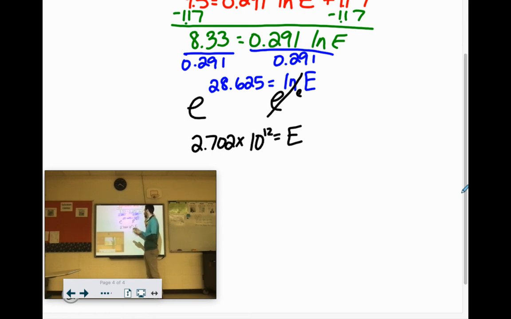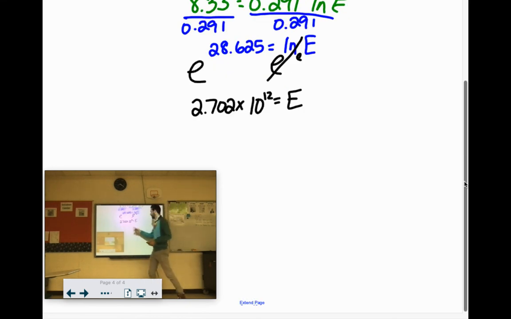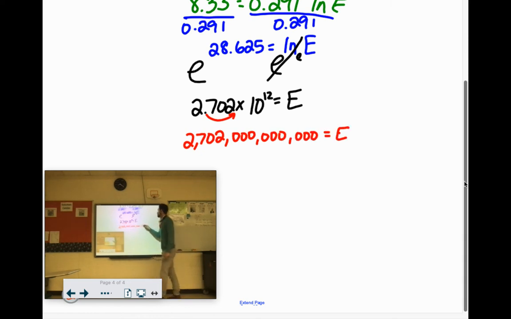Now of course that's a rounded decimal right there, but if we were to write that in standard notation, that means we're moving the decimal 12 places to the right. So if I moved it 3 times, it'd be 2702. I have to put 9 more zeros behind that. So 1, 2, 3, 4, 5, 6, 7, 8, 9. And this is ergs.